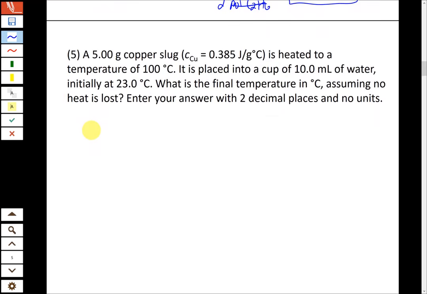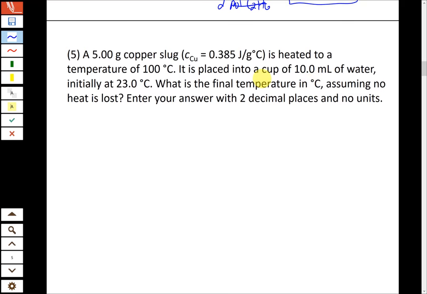Another major topic in Chapter 6 was heat transfer and calorimetry, where we use the equation mc delta T quite often. So here what we're doing is we're taking 5 grams of copper metal with a given specific heat capacity of 0.385 joules per gram degree Celsius. We're heating it to 100 degrees Celsius. Then we're placing it into 10 milliliters of water, which is initially at 23 degrees Celsius. What would be the final temperature in degrees Celsius, assuming no heat is lost?